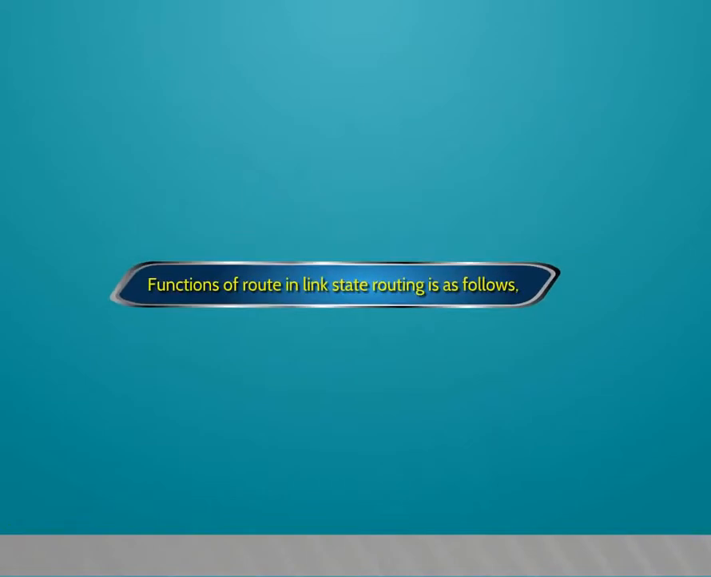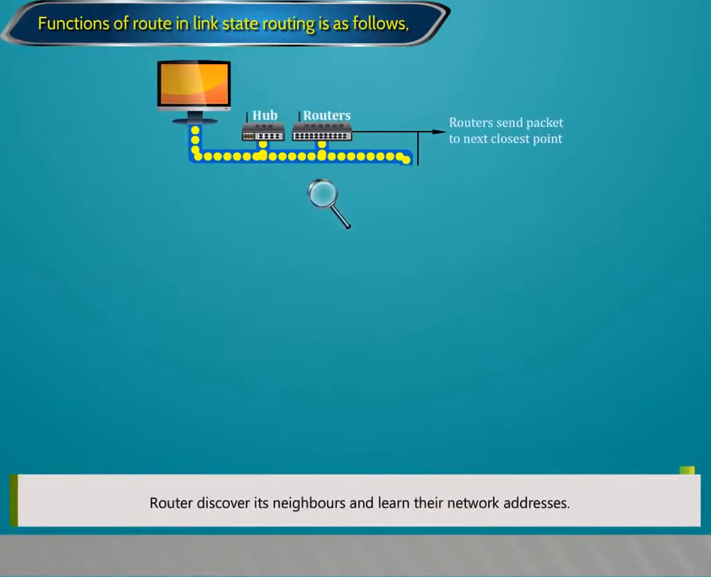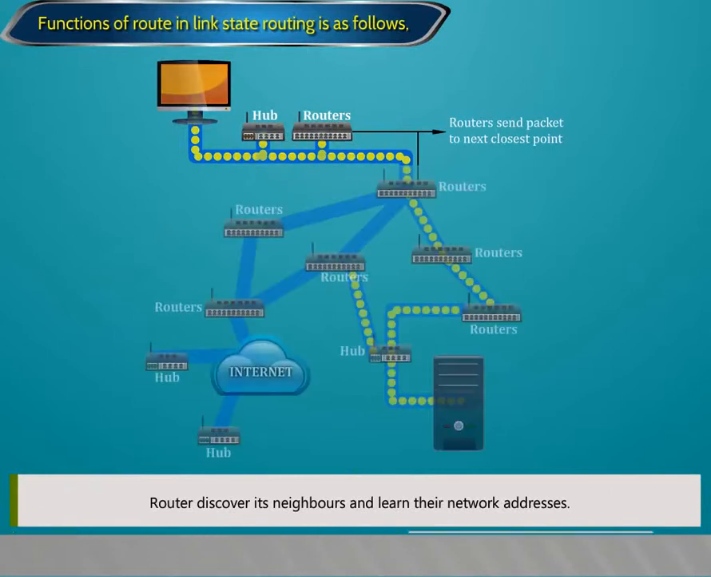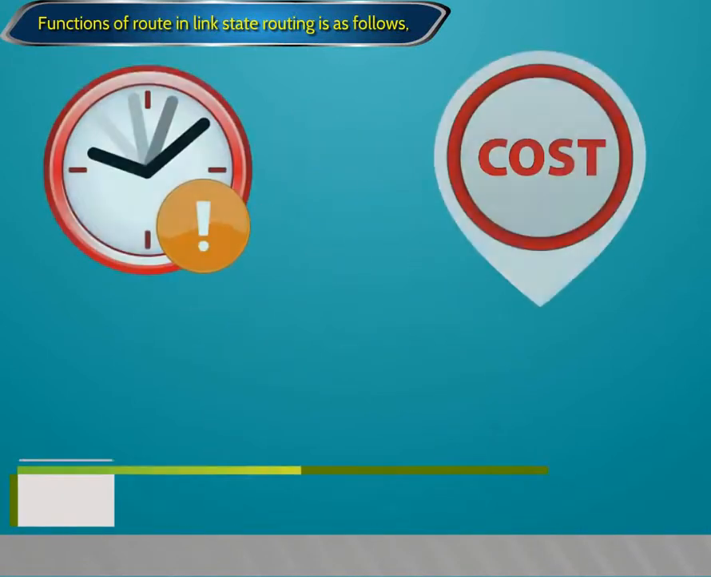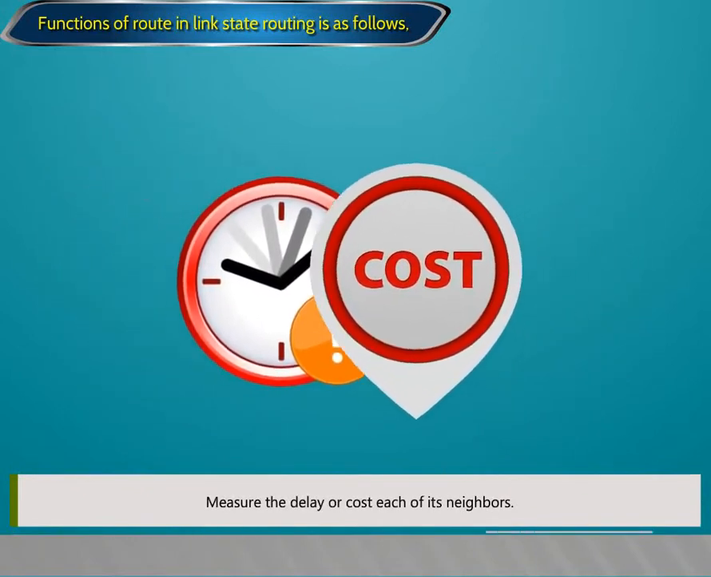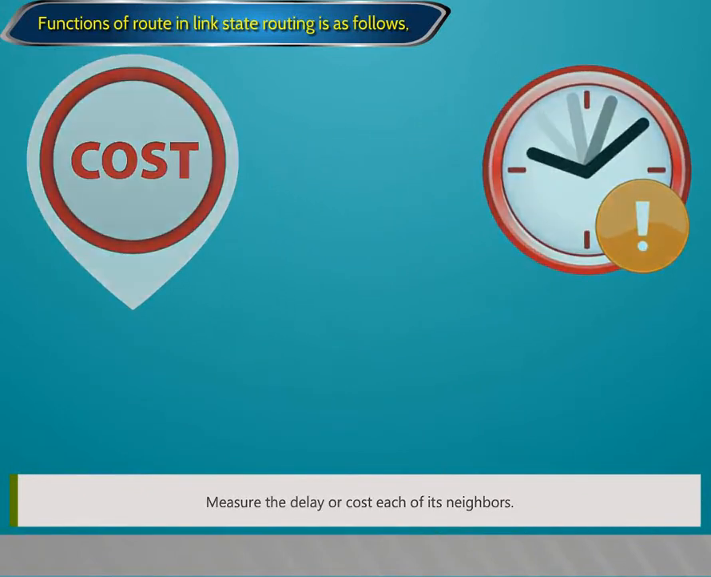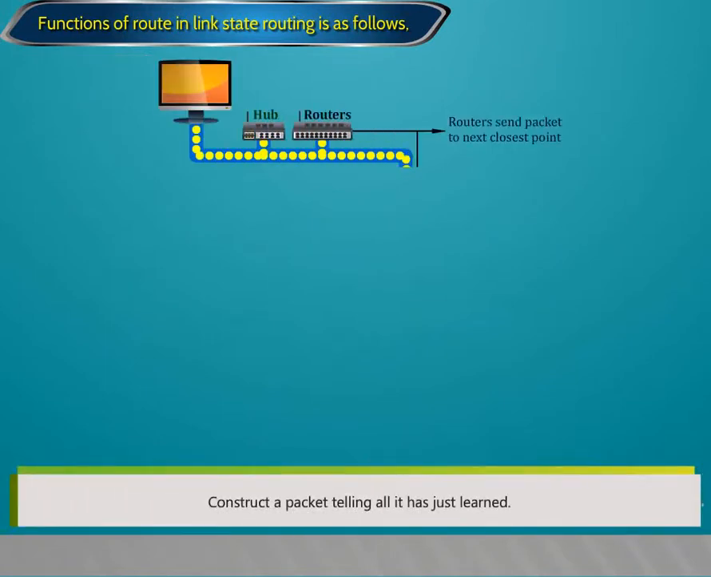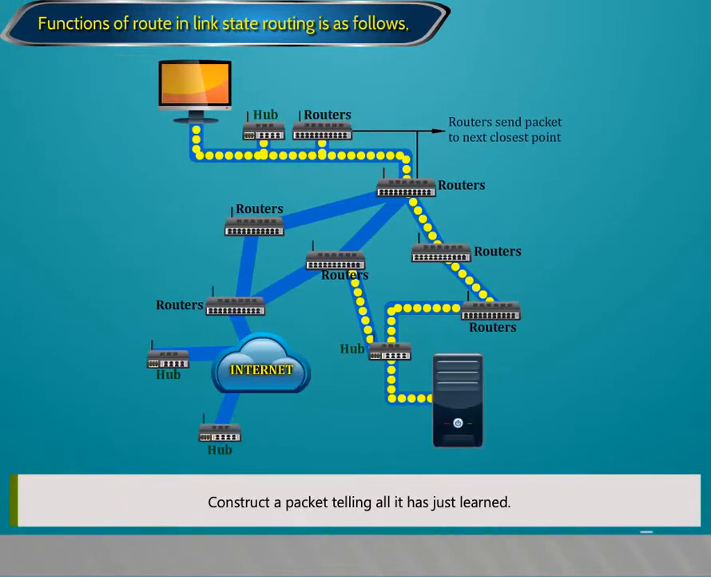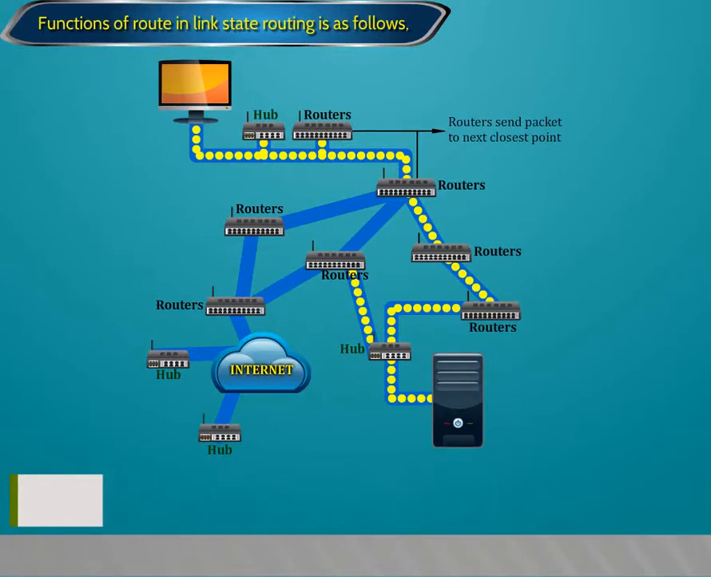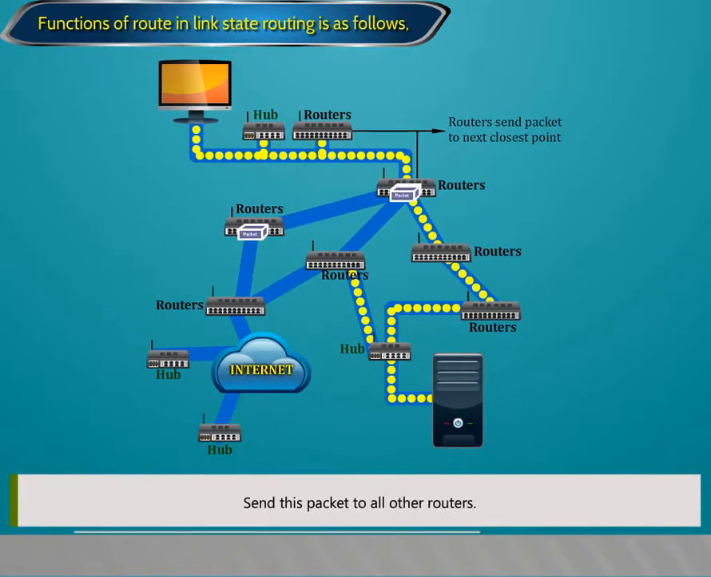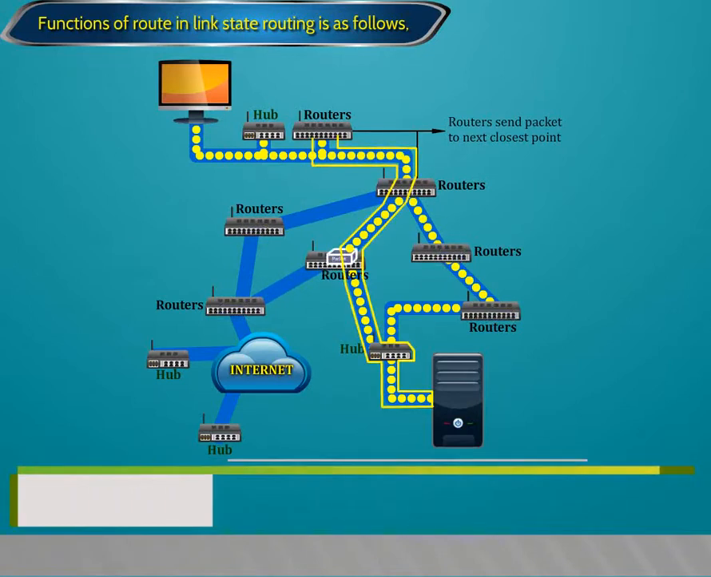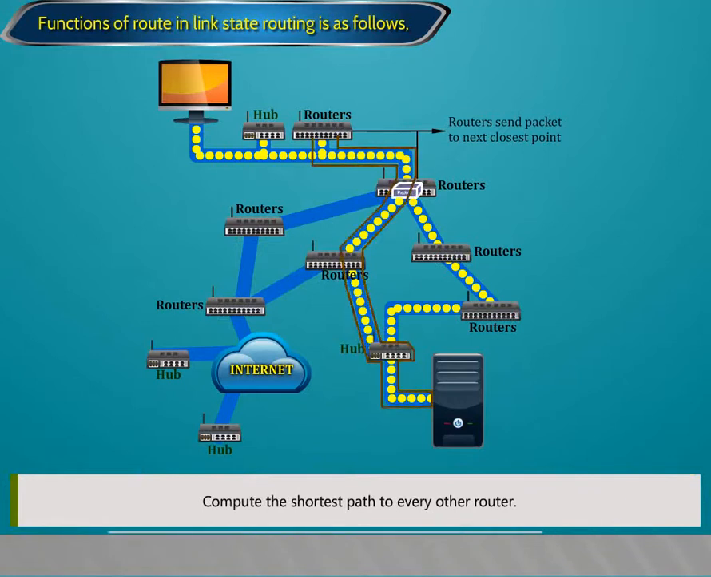The functions of a router in link state routing are as follows. Router discovers its neighbors and learns their network addresses. Measure the delay or cost to each of its neighbors. Construct a packet telling all it has just learned. Send this packet to all other routers. Compute the shortest path to every other router.